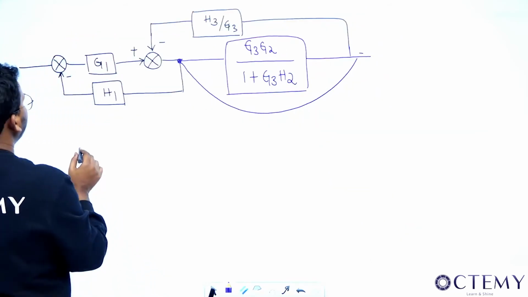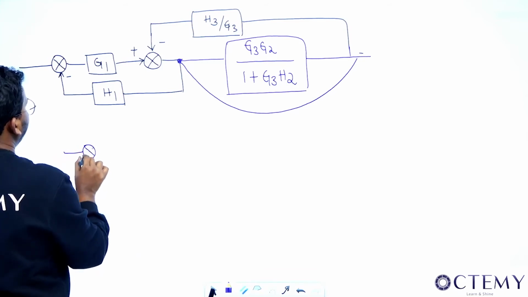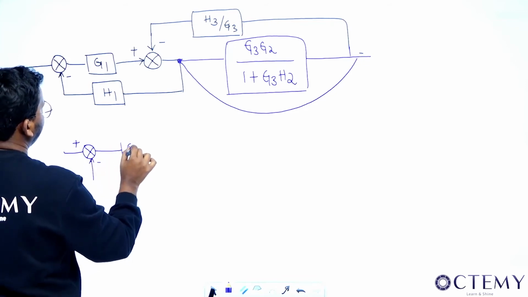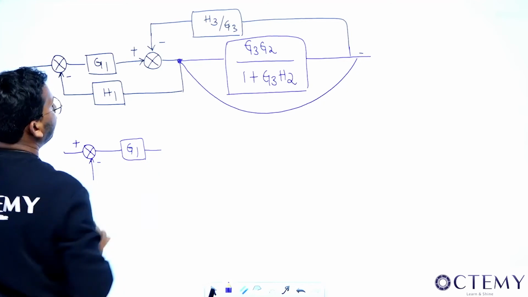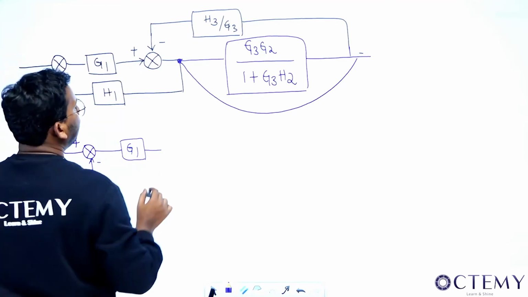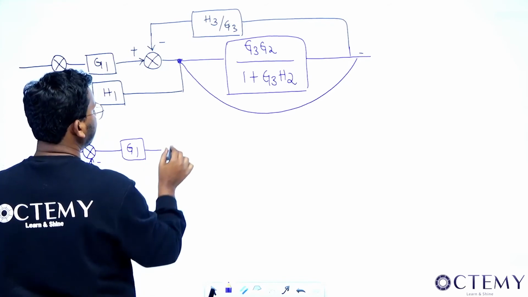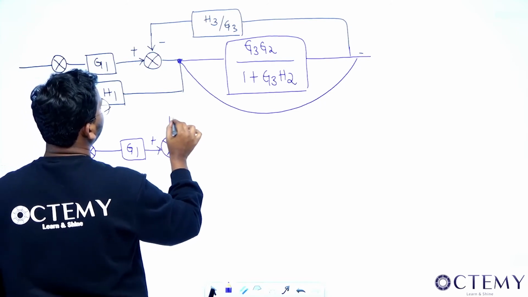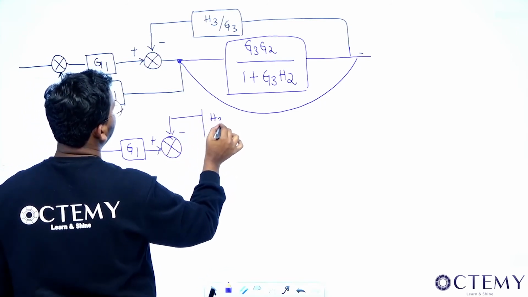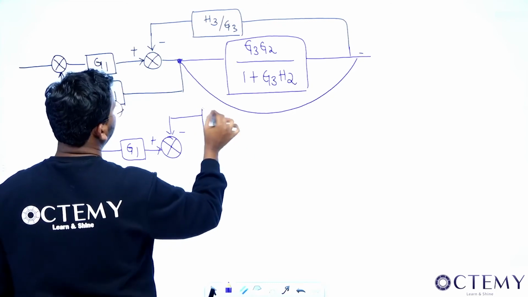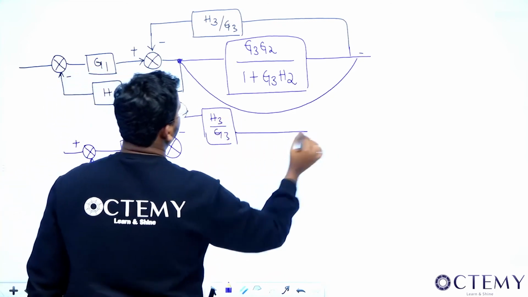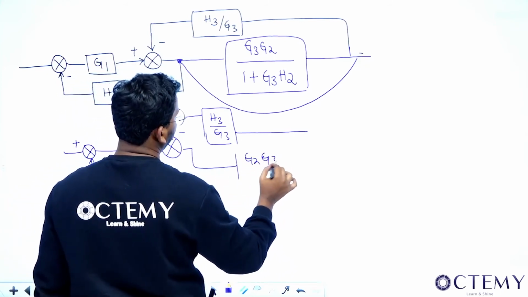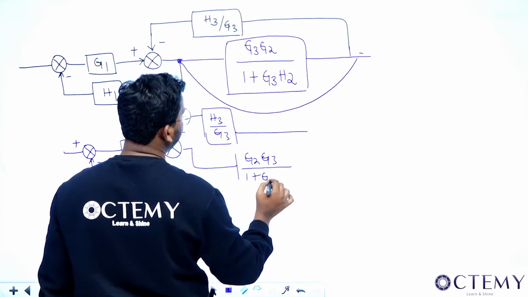So if you do that, see sir, what will happen? This will become plus, this will become minus, this G1 will remain as it is, and you can actually do this, sir. If you are shifting this, see sir, what will happen? This plus will remain here as it is, this minus sign is also there as it is, and what is this block? This is H3 divided by G3, and what is this here? This is basically G2 G3 divided by 1 plus G3H2.